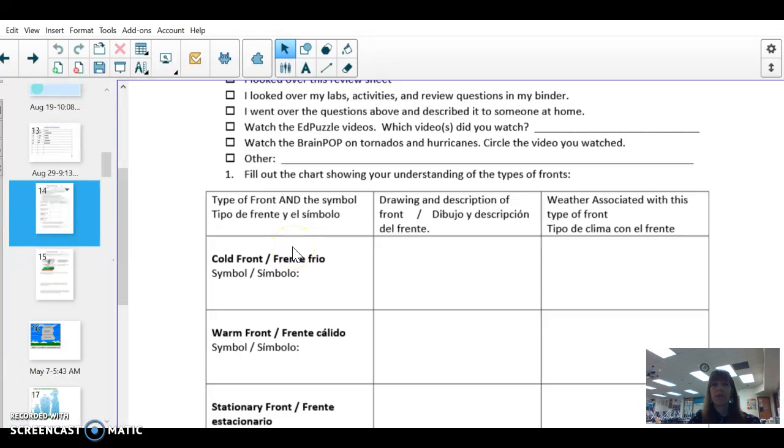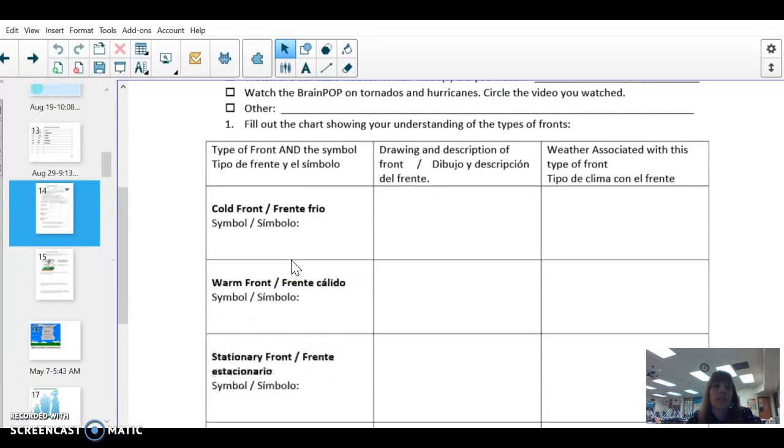So let's look at what the first part of the test has. Each time I'm going to give you a sample, and then I want you to pause the video, then try it yourself and then check your work using my video. Okay? So the first part is testing fronts.